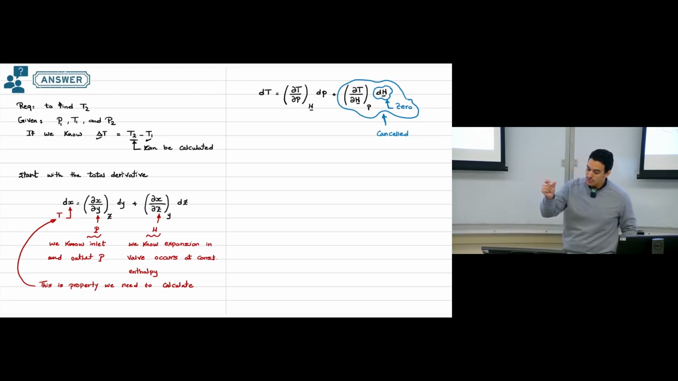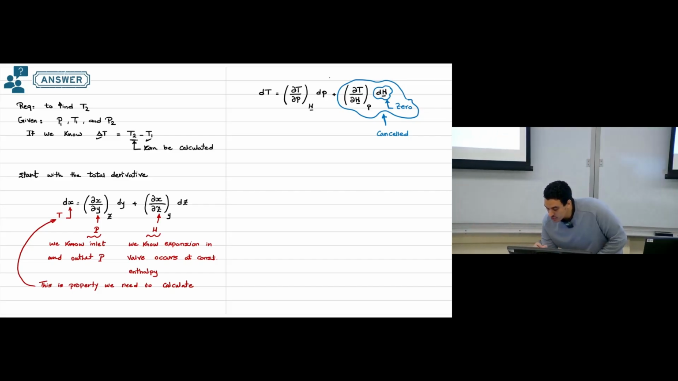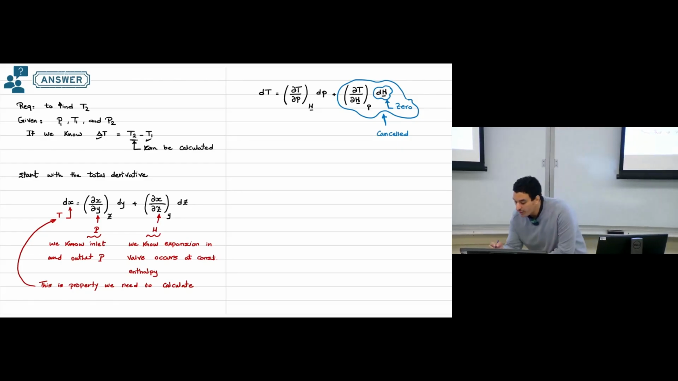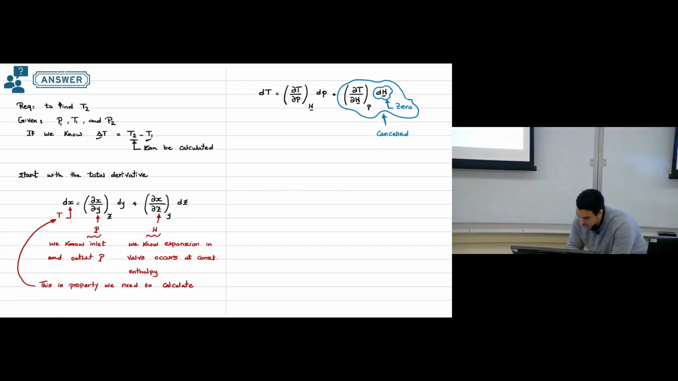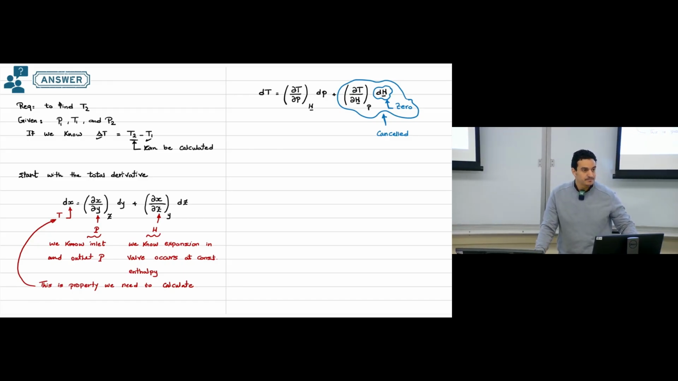You need to think that we would have two partial derivatives and we need to replace them. But now, only because you select enthalpy as one of the variables in the total derivative equation, one term is cancelled, and only this is what we need to find. So in order to find the temperature difference, we need to find dT by dP at constant enthalpy, this partial derivative here. Okay, so far it's clear?